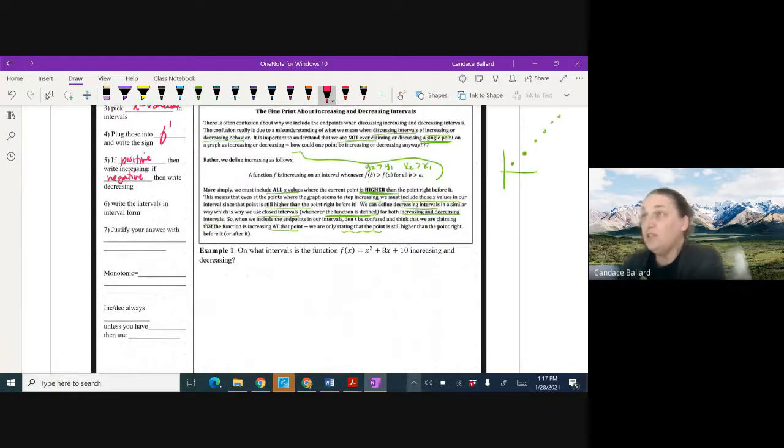Write the intervals in interval form. So typically with the brackets, you can use inequality, it's not wrong, but I typically go to interval form. And you always have to justify your answer whether or not it says to. You always write a sentence after to explain your thinking, okay? So because f prime is greater than 0, which means that it's positive, or f prime of x is less than 0, which means negative.